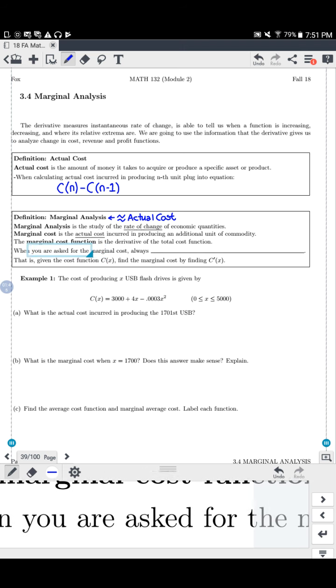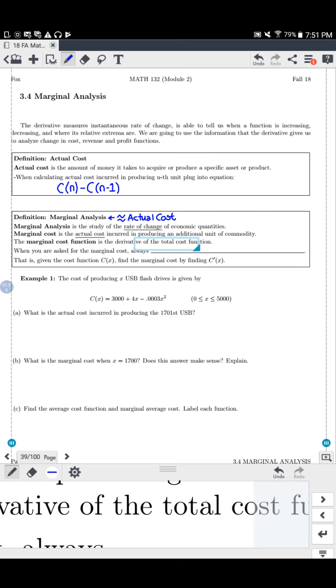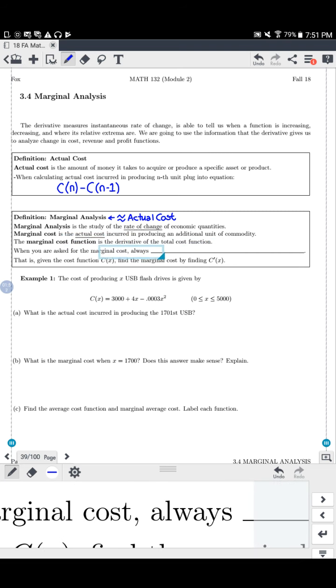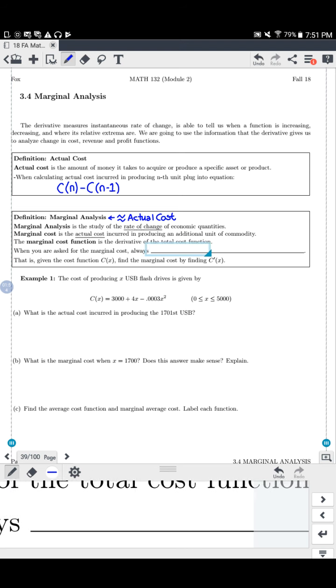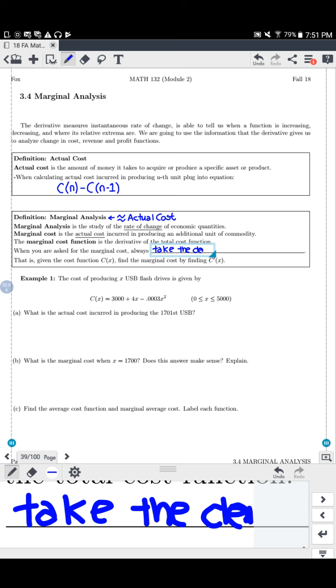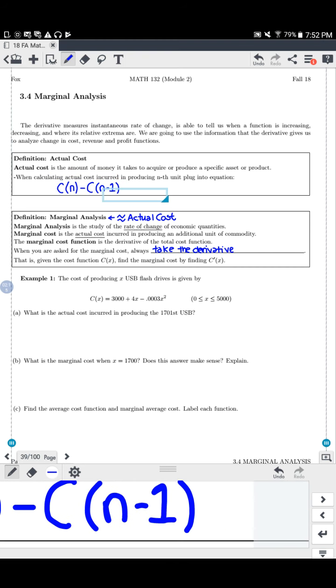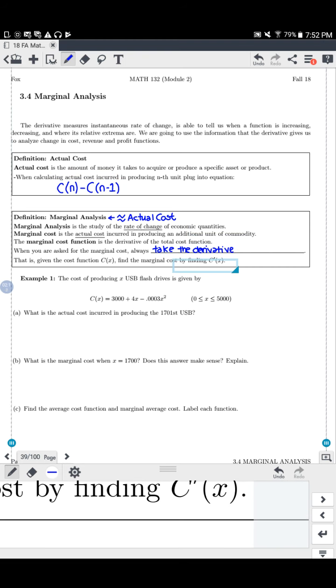Since marginal is the study of rate of change, it is the derivative of the total cost function. So when you're asked for marginal cost, what you're always going to do is just take the derivative. If I give you revenue and ask you for marginal revenue, you just need to know that marginal means take the derivative. Then we'll plug into that instead of having to plug into this longer and more time-consuming actual cost formula. We want to remember: marginal, approximate, actual.